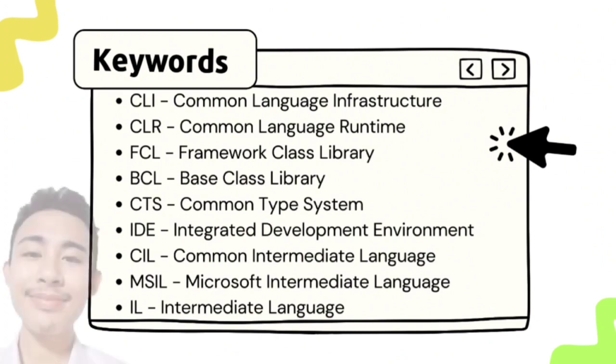BCL, or Base Class Library, is the sub-part of the FCL that provides library support to the Common Language Runtime to work properly. It includes the system namespace and core types of the .NET Framework.